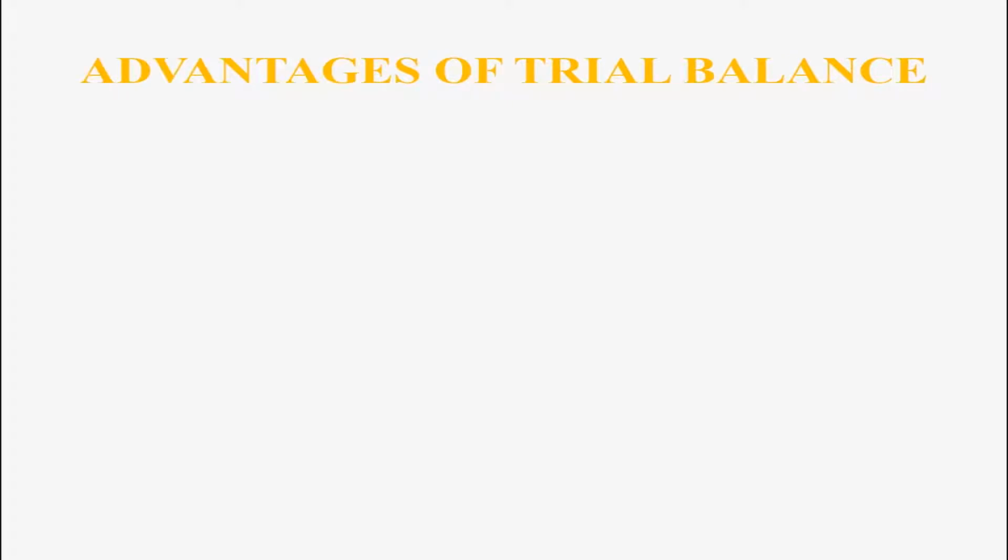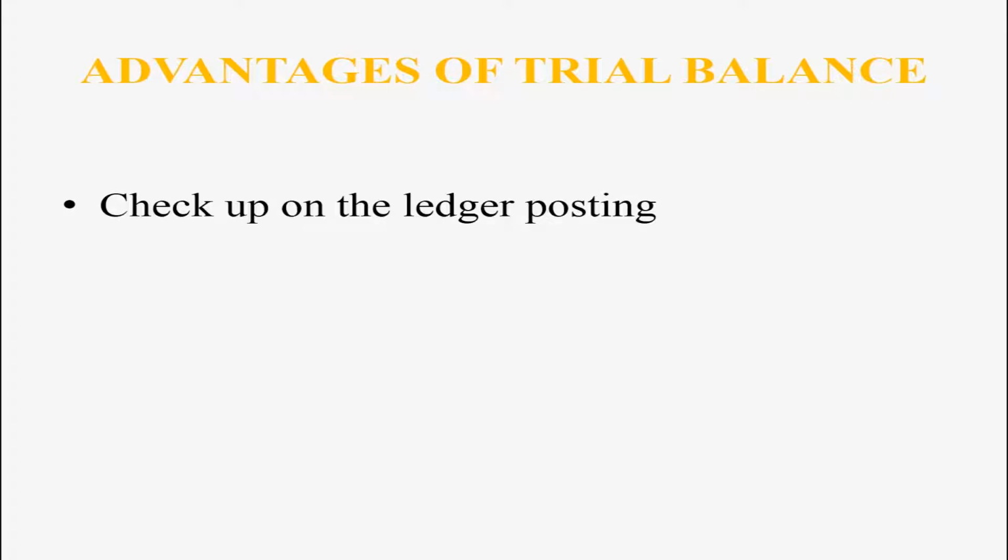Now, let's move on to the advantages of trial balance. The first one is checkup on the ledger posting. Trial balance helps in checking whether all the journal entries are posted in ledger from journal. Secondly, arithmetical accuracy. Trial balance helps in checking the arithmetical accuracy of books. If total of debit and credit columns of trial balance matches, it means the journal and ledger are prepared accurately.